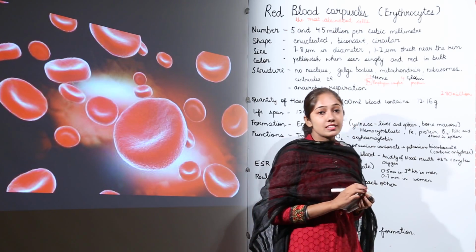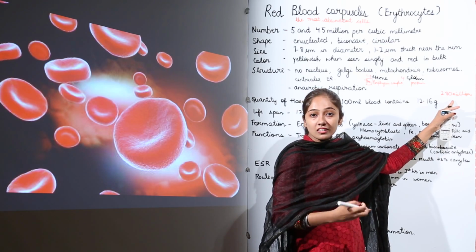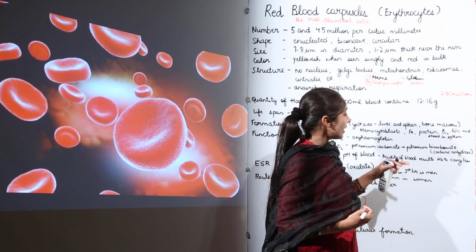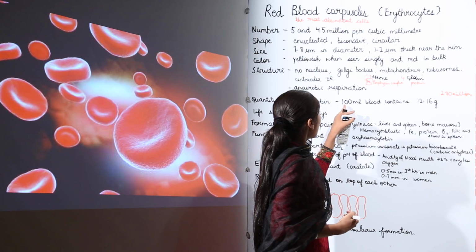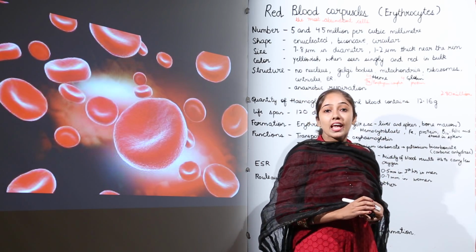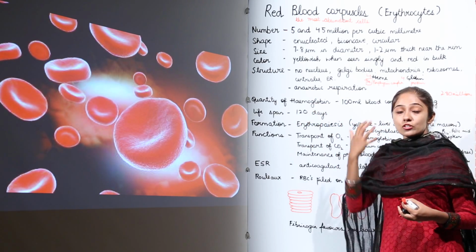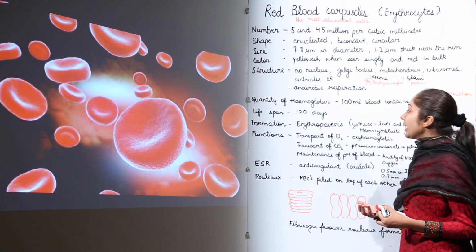So, 1 RBC contains 280 million, these what? 280 million hemoglobin molecules, right. So, 100 ml of blood contains 12 to 16 grams of hemoglobin, and this hemoglobin pigment, as I told you, is the main pigment which is going to transport oxygen.